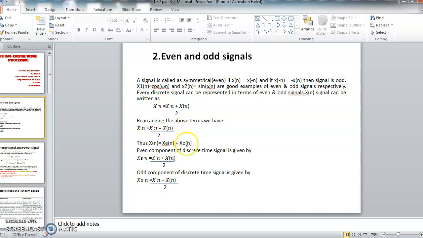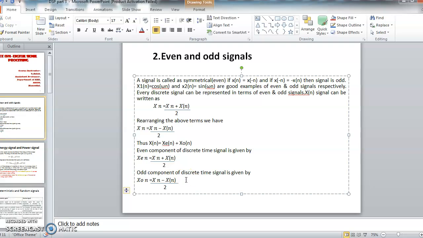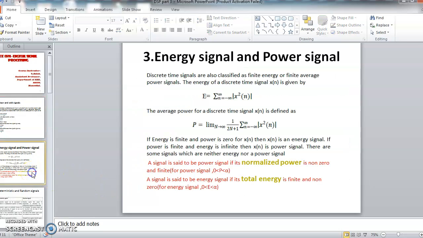Okay. So these are the formulas to calculate the odd and even signal. This will be useful while determining whether a signal is odd or even. There are two formulas. The even signal x e of n is equal to x of n plus x of minus n by 2. The odd component of a discrete time signal is given by the other formula. So this can be used further while solving problems.